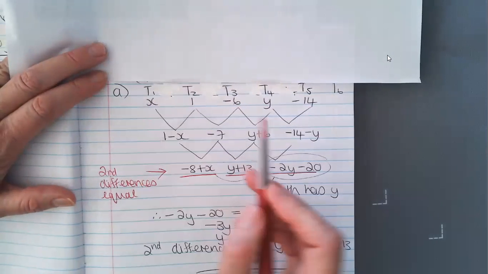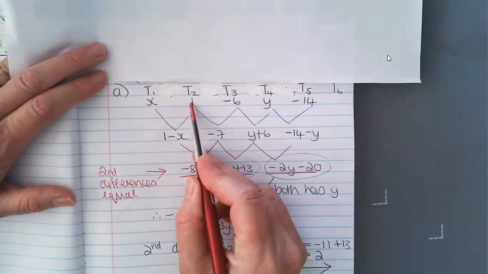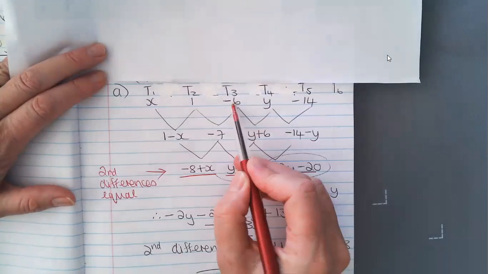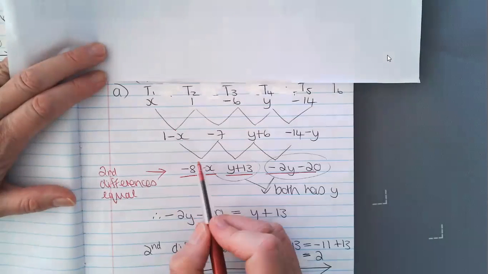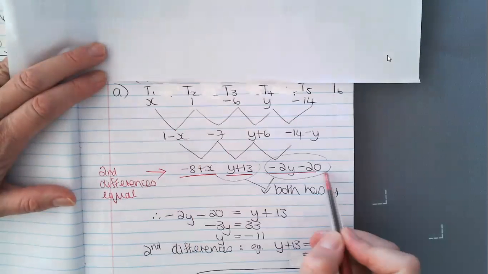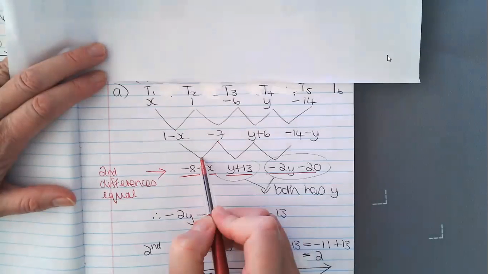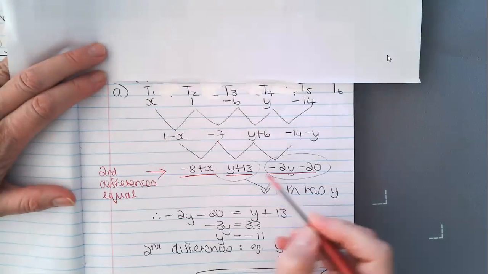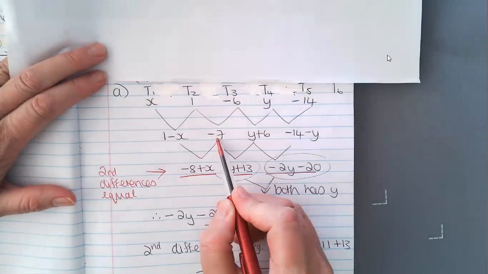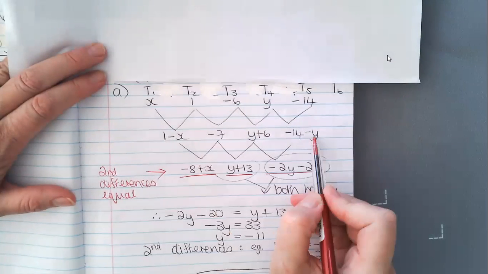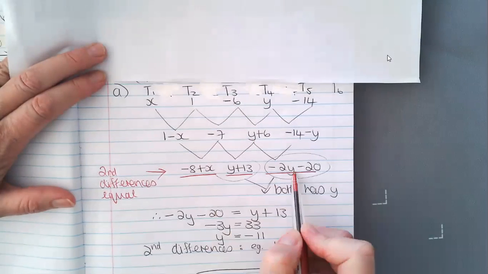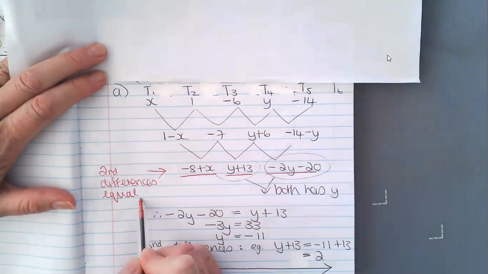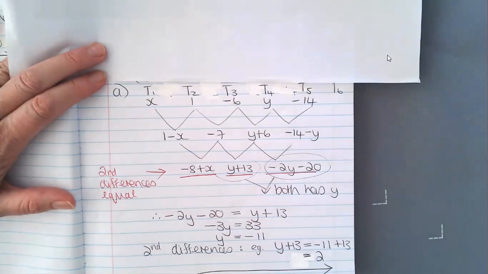1 minus x. This one, minus 6 minus 1, y minus 6, minus 14 minus 11. And from this now, the second difference, it's minus 7 minus bracket 1 minus x, y plus 6 minus 7, minus 14 minus y minus bracket y plus 6. So these are the three second differences that the whole tree works out to.